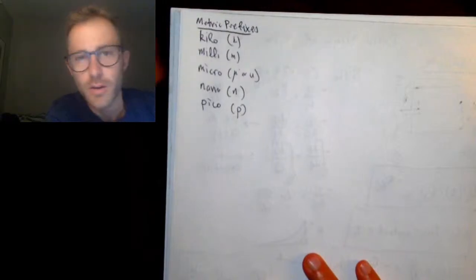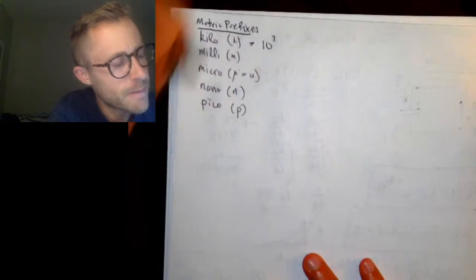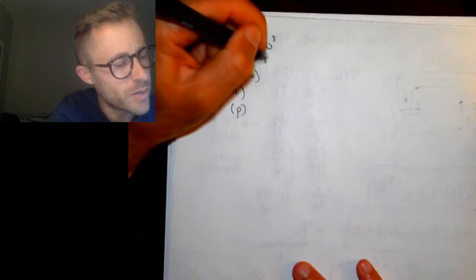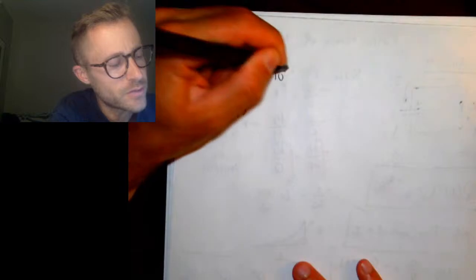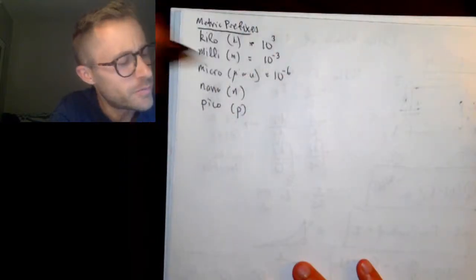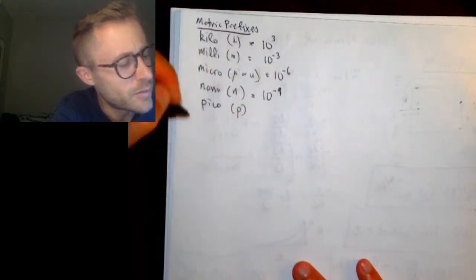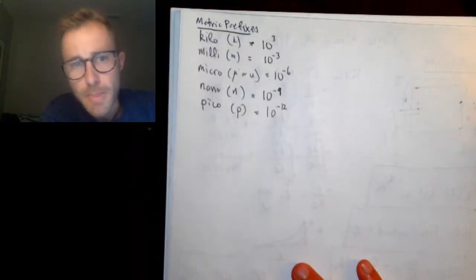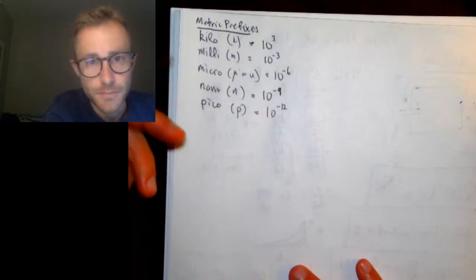So what do they all mean? Well, kilo means 10 to the third. Milli means 10 to the minus third. Micro means 10 to the minus 6. Nano means 10 to the minus 9. And pico means 10 to the minus 12. So these are really important to know.